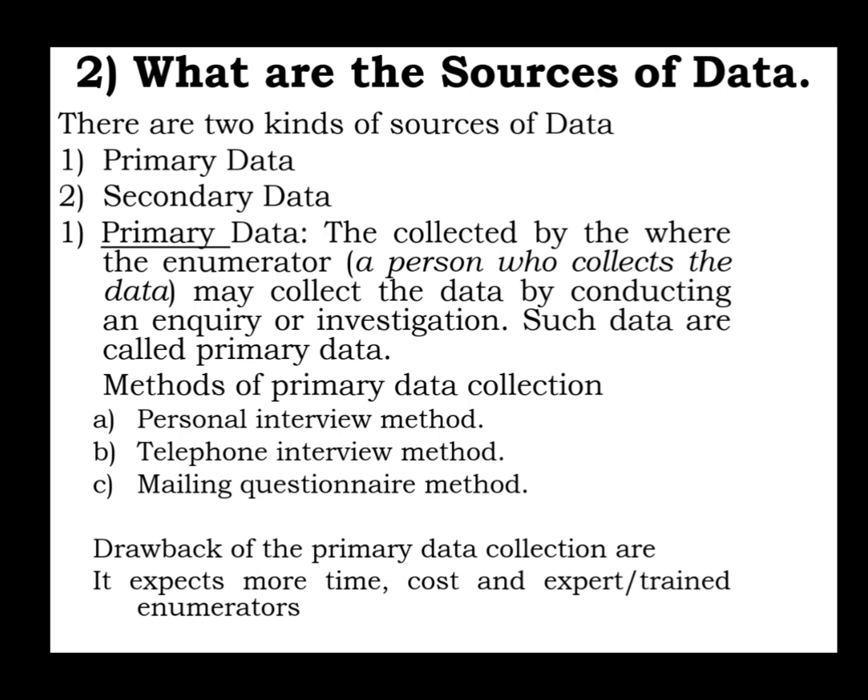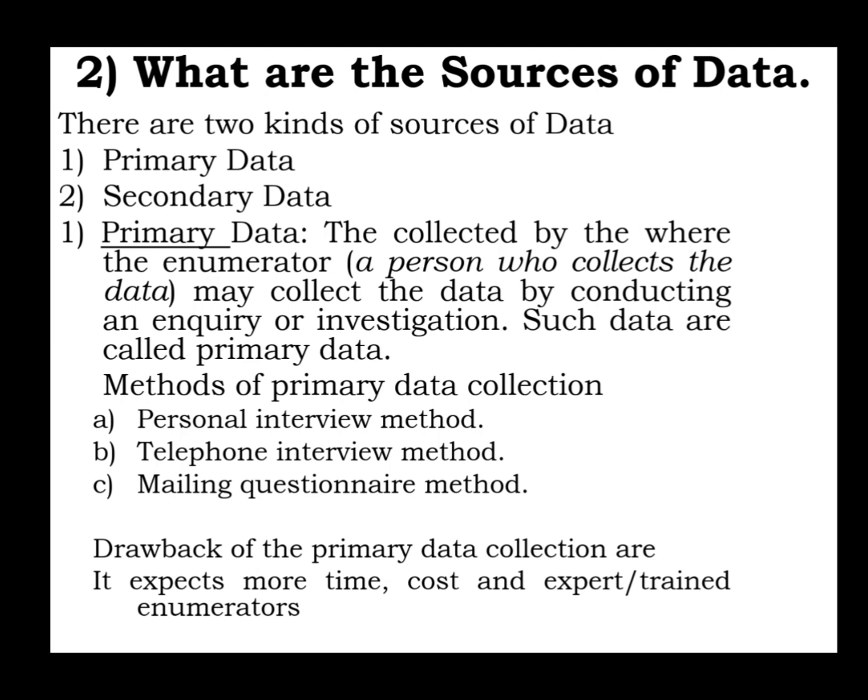And this primary data has its own loopholes, drawbacks or disadvantages. It expects more time, cost and expert or trained enumerators. It expects a lot of time because we are collecting the primary data from the respondent, and we have to go to the place where the respondent resides. That's why we incur cost.